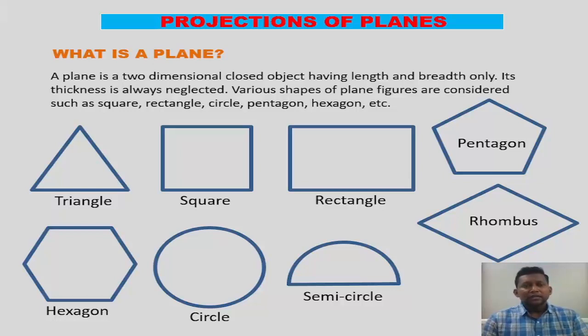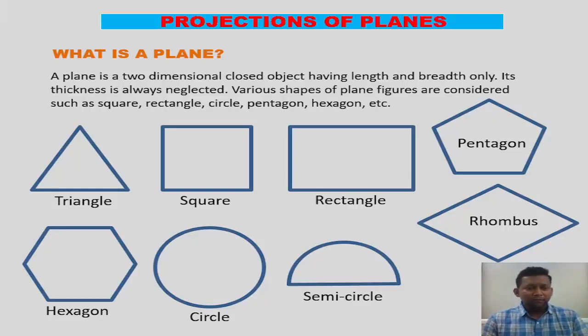As the definition says, a plane is a two-dimensional closed object having length and breadth only. Its thickness is always neglected. Like I said, the thickness will be there, but when we are neglecting the thickness, only then can that particular thing be called a plane. Various shapes of plane figures are considered for solving problems or for understanding the concept of projection of planes.